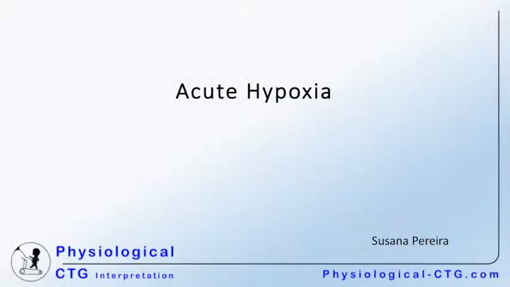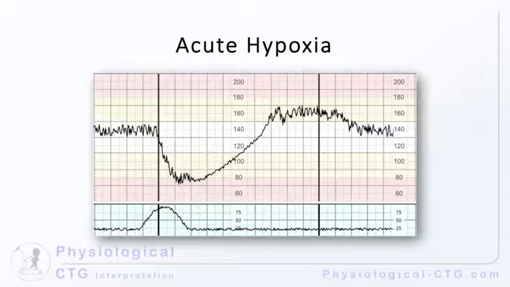Acute hypoxia. Depending on how quickly and intensely the stress is in labor, we have different types of hypoxia. Today, we'll be speaking about acute hypoxia, when the stress starts acutely and intensely.